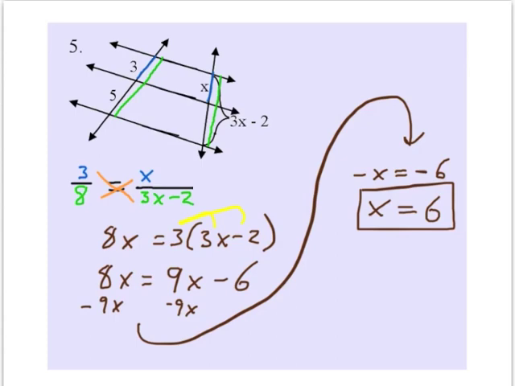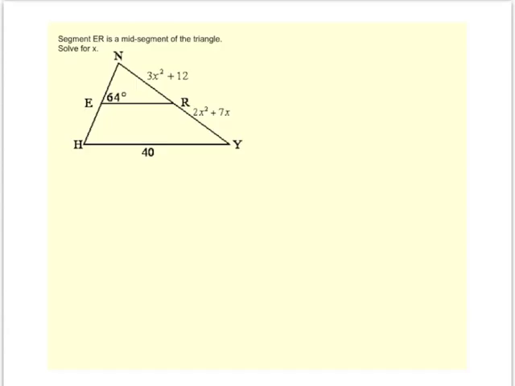Now let's take a look at one more problem. So here we have segment ER is the mid-segment of this triangle. Now remember, mid-segment means 3 things for us. One thing it means is that point E is the midpoint of segment NH. And so that means these segments are congruent. And likewise, point R is the midpoint of NY. So these lengths are congruent as well.